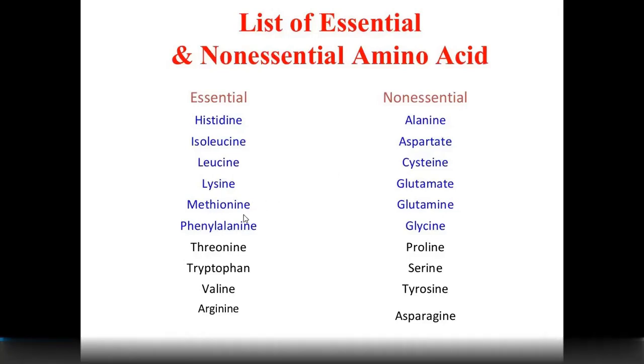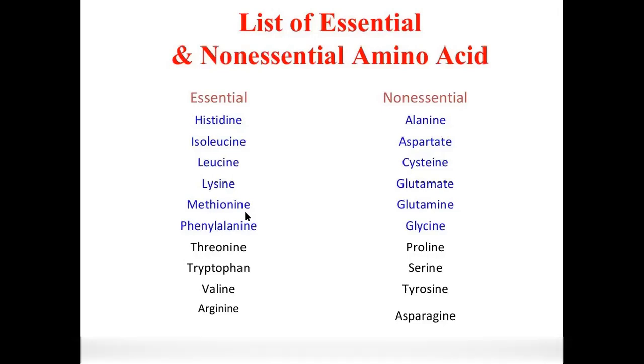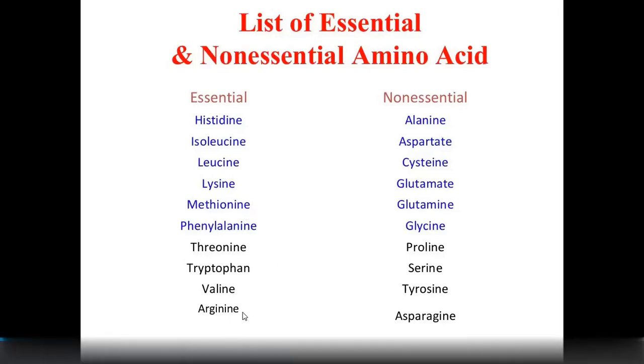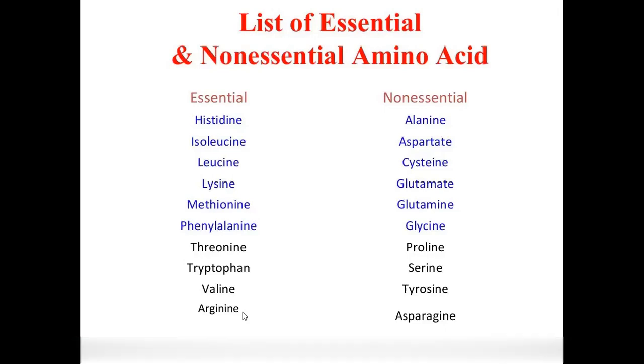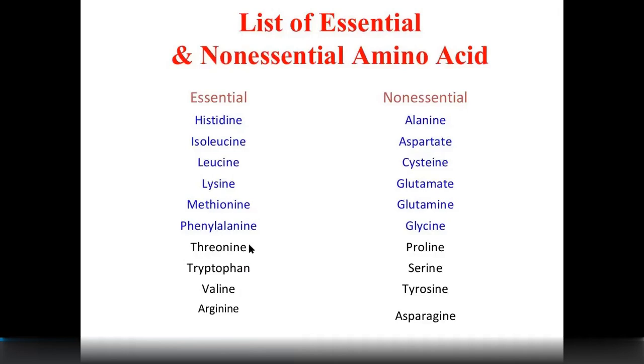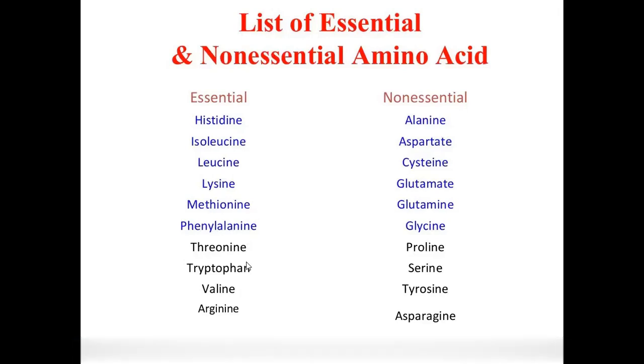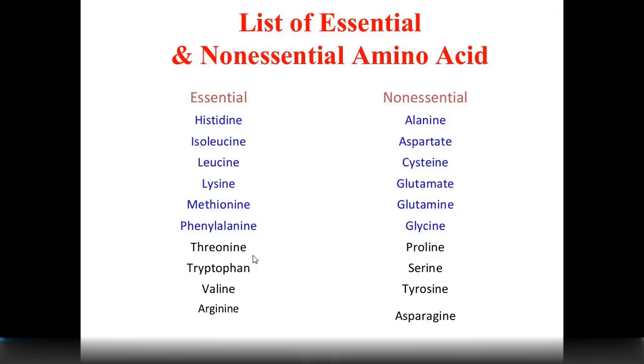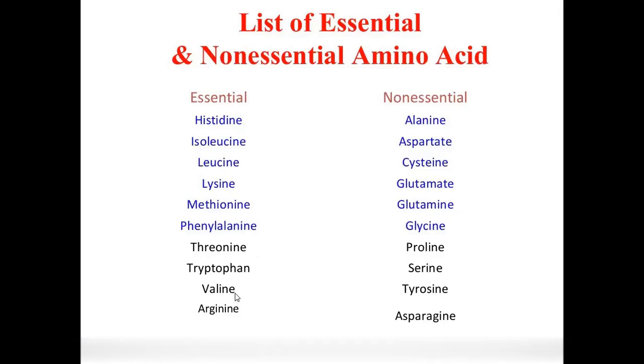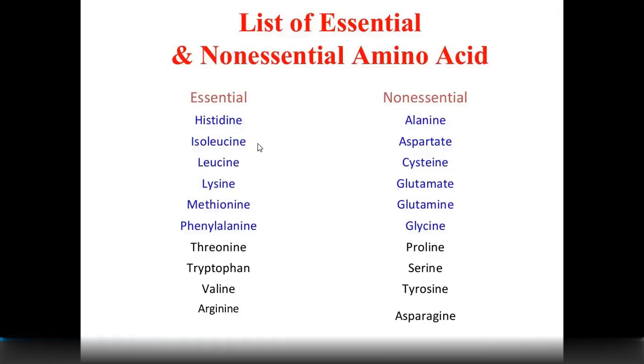Okay. So for the first M, it is methionine. And for the next thing, arginine. M-A. Arginine. For TT, you have threonine, tryptophan. M-A-T-T, mat. And next, V-I-L, valine. Valine, isoleucine and leucine. V-I-L. Valine, isoleucine, leucine.